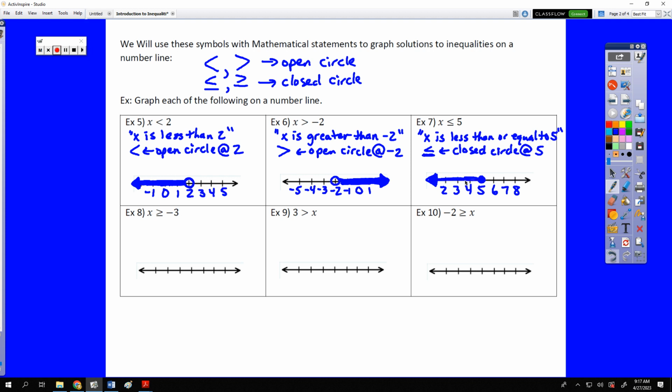Okay? That is how this works. Everybody try example 8. Go.